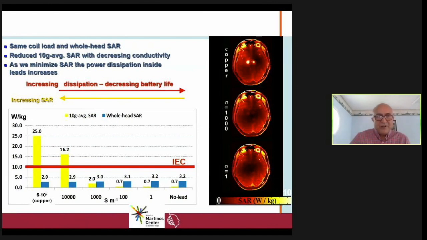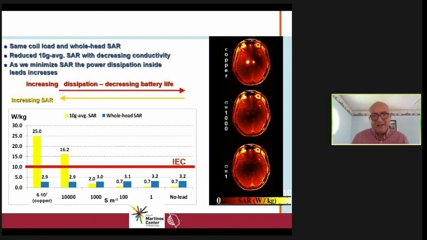Well, if we follow the same approach that we did for the InkNet, we could just say, okay, let's change the conductivity. Since copper is too conductive, we can just go down. And so then we can bring the 10 gram SAR down to a safe level. And this will definitely happen, and this is confirmed by the simulation. However, the amount of current that we have to inject into the wires and electrodes when they become not very conductive is very large, and that will quickly discharge the battery of the implant, which is not desirable.